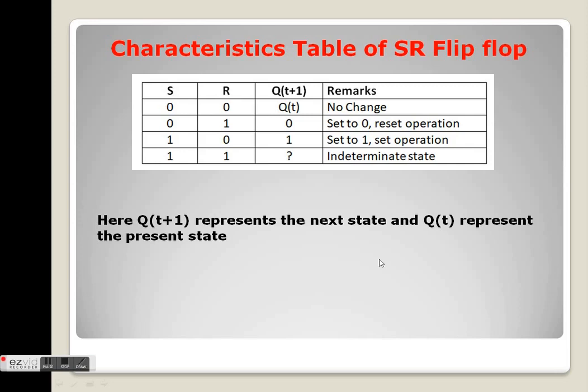Now the third case is when the value of S is 1 and the value of R is 0. In this case, the output will be 1, and this operation is known as set operation. Students, the fourth case is when the value of S is 1 and the value of R is 1. In this case, the output will be indeterminate. It can be 0 or it can be 1, so it is represented by indeterminate state.